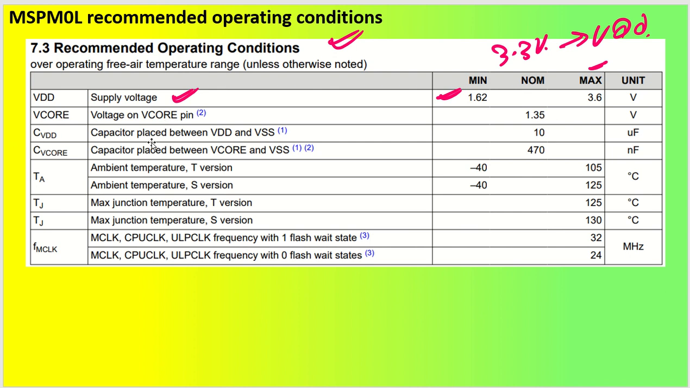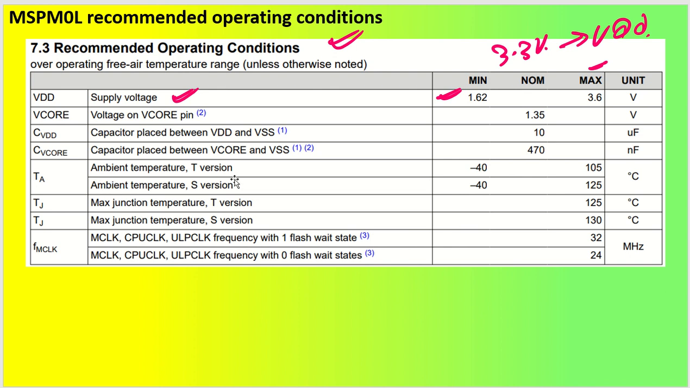We have a capacitor placed between VDD and VSS directly. You can place 10 microfarad, and it has a V core capacitor which is 470 nanofarad. I will tell you the reason why we are going to put 10 microfarad near the VDD pin and 470 nanofarad at the V core pin.